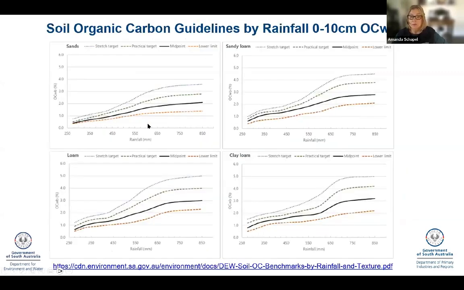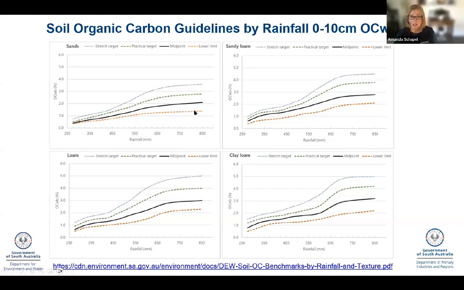This is those tables in a graphical format. My brain does a lot better with graphs than it does with tables. What we're seeing here is those four soil types that we just explained. This is again 0 to 10 centimetre samples, organic carbon Walkley-Black. We have rainfall down the bottom and organic carbon concentration going up the top. These lines are that lower limit, the 25th percentile. The green line is that 75th percentile, or our practical target.